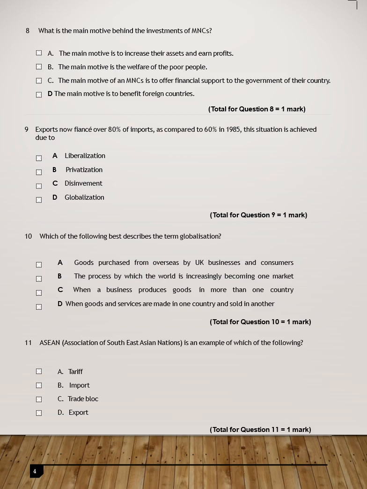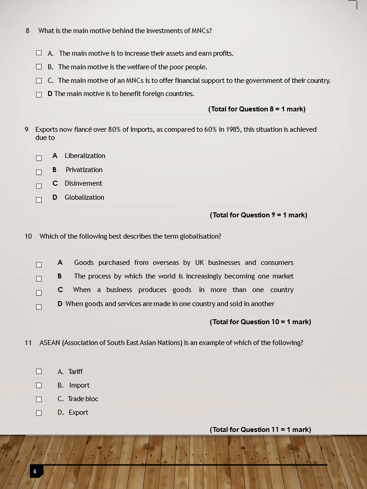When a business produces goods in more than one country, that is called a multinational company. When goods and services are made in one country and sold to another country, that is called export. So which question is that? Which one best describes the term globalization? So option B is the right answer. The process by which the world increasingly becomes one market without any restriction and all those things. That is called international trade.